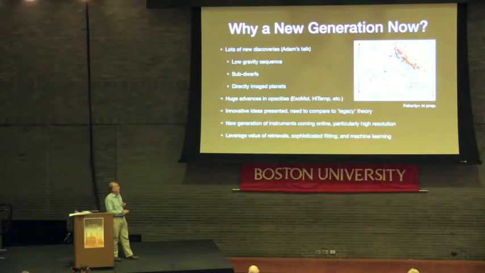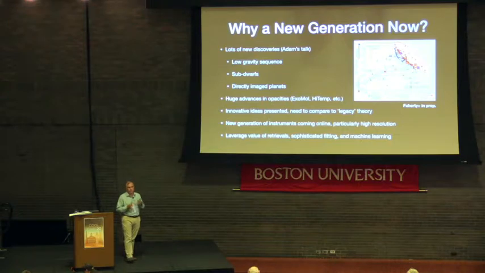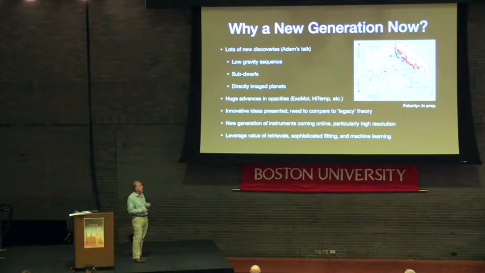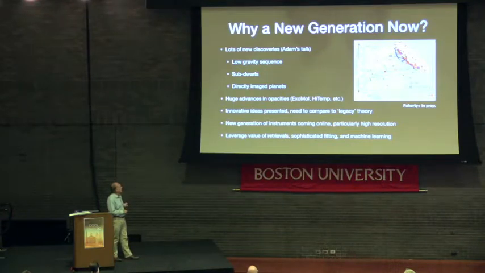This is Jackie Faherty's figure showing a color magnitude diagram, and there's the field sequence of brown dwarfs, but also this offset low gravity track for low gravity objects that also seems to be followed by young companion objects. So what's going on with that? Why are they offset? There's the discovery of the subdwarfs, and of course the directly imaged planets, and lots of updates in the opacities from ExoMol. And so we need new models.